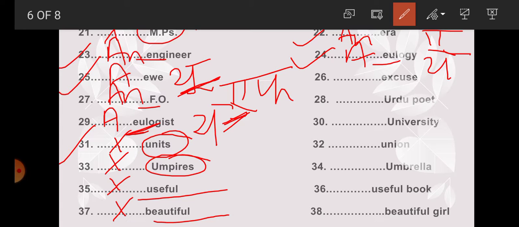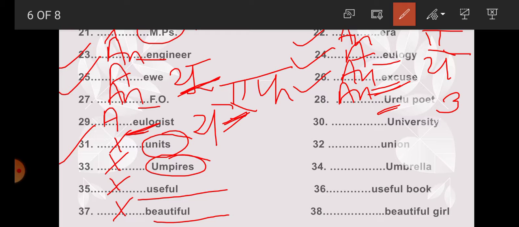Now next one, 26, dash excuse. Student, excuse. What is the sound here? A sound. A is what? Vowel. So write N here. Now next one, dash Urdu poet. Urdu. Oo. What is the sound here? Oo is what? Vowel sound. So write N here. N Urdu poet.